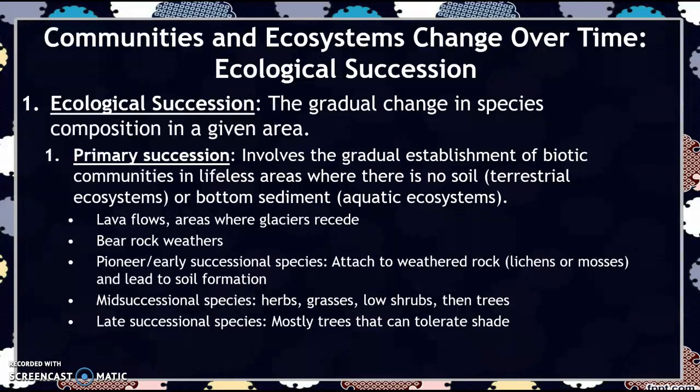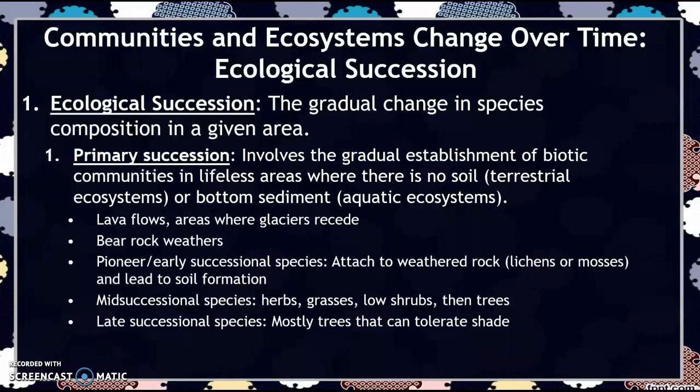There's two types of succession. The first is primary succession. This involves the gradual establishment of biotic communities in lifeless areas where there's no soil in terrestrial ecosystems or no bottom sediment in aquatic ecosystems. Basically, primary succession occurs where there is nothing. Maybe there was a lava flow or glaciers receded. So basically, we have bare rock.